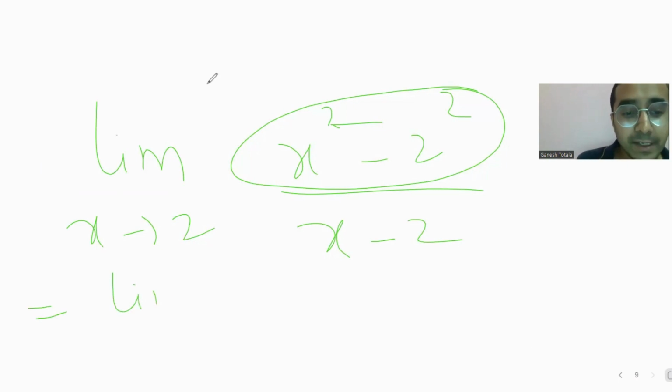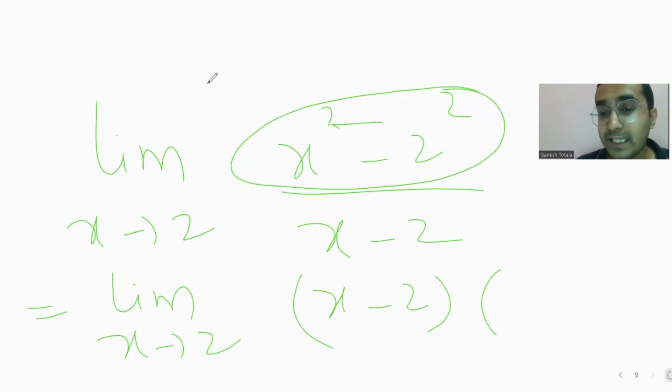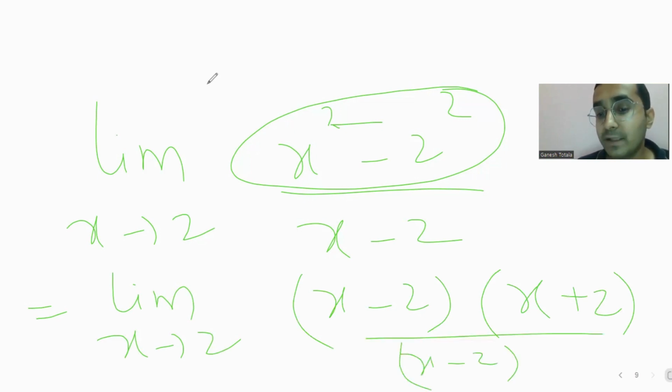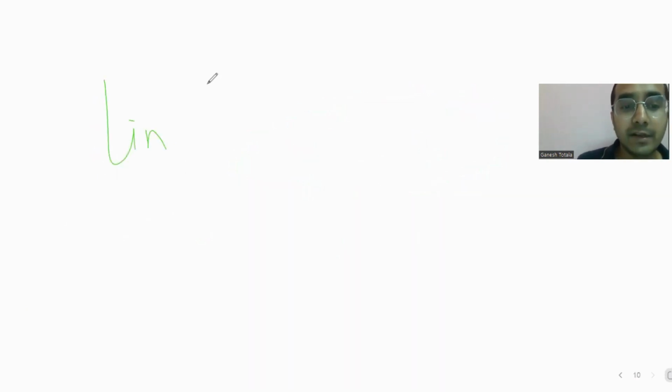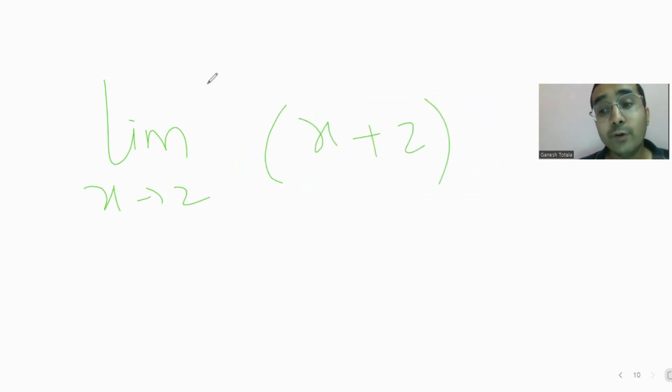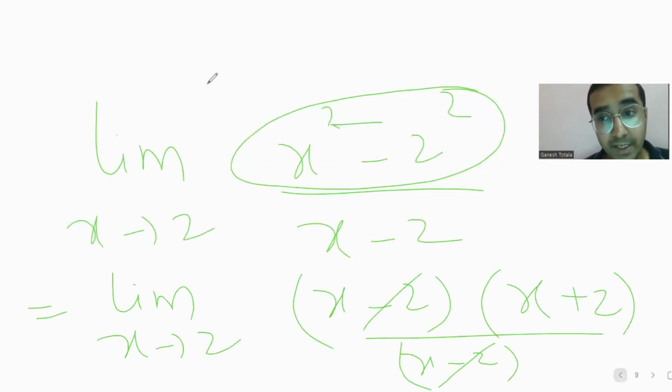So it will be limit as x is tending to 2. The difference of 2 squares is given as the product of the sum and difference of those two numbers. So x square minus 2 square I can write as (x minus 2) into (x plus 2) divided by (x minus 2). This x minus 2 gets cancelled. So now we are just left with limit of x tending to 2 of x plus 2. Now we have to keep on factorizing the numerator and denominator till we do not get 0 by 0 form.